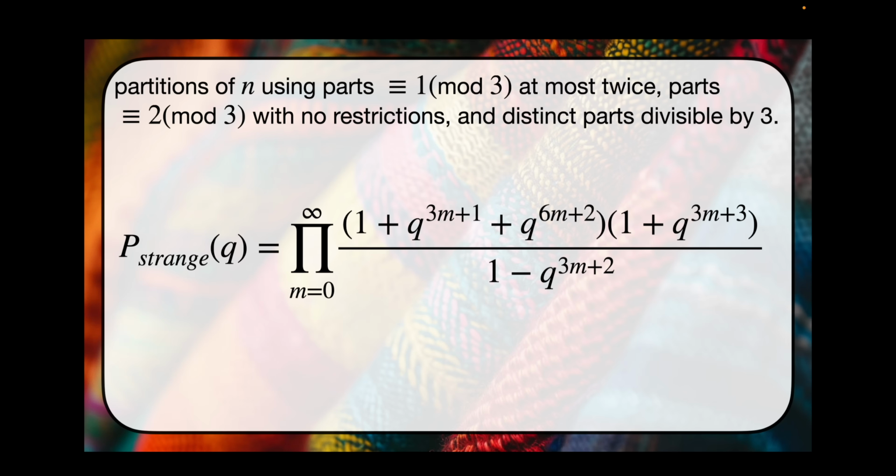And then we've got 1 plus q to 3m plus 3, that's in the numerator as well. So that's using parts of the form 3m plus 3 1 time or 0 times. And then in the denominator, we've got this 1 minus q to the 3m plus 2. And then that is expanded out as a geometric series, and that means we can use parts that are of the form 3m plus 2 as many times as possible. Okay, so now that we've seen this strategy of writing down generating functions for restricted partitions, let's explore some identities involving restricted partitions that arise naturally from manipulating these products of rational functions.